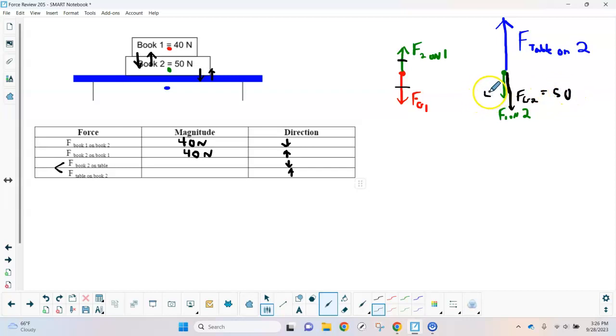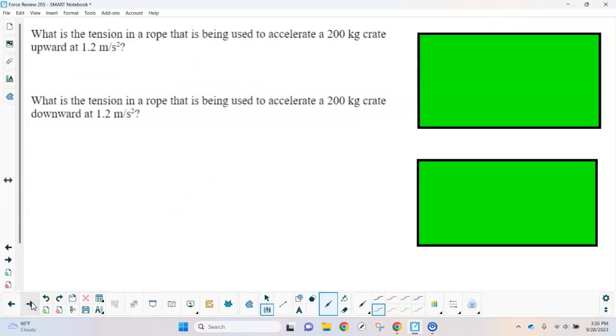And we already figured out in the last part that 40 was the force of 1 on 2, pushing down. So we have 40 and 50 going down. So together there is 90 total of book 2 pushing on the table. And we have 90 from the table pushing up, or the normal force on the table. So that is the correct idea. Okay, so that's those, just kind of looking at a situation and talking about forces and action-reaction pair concepts.